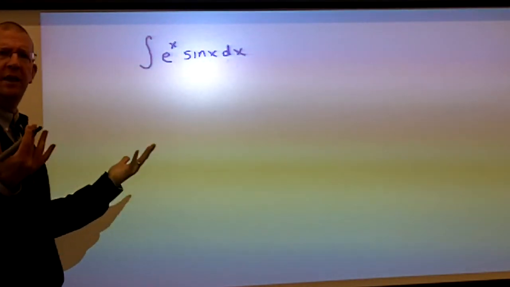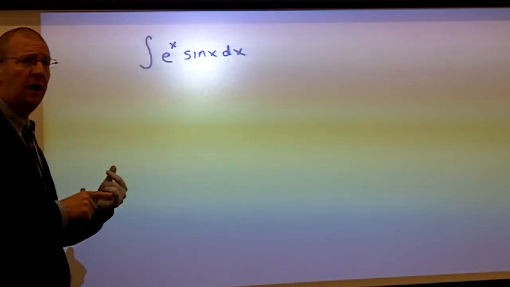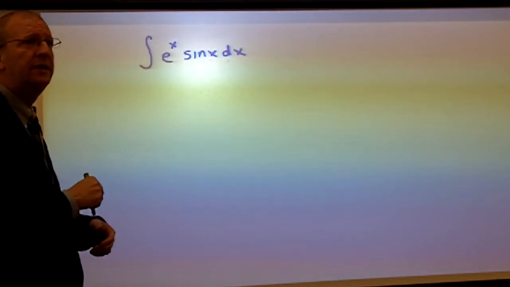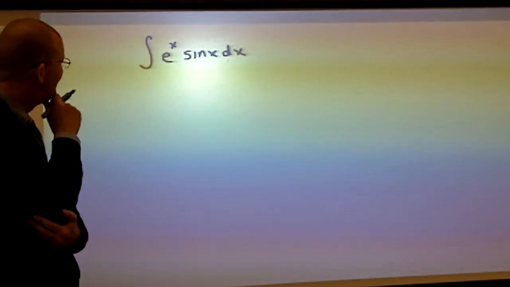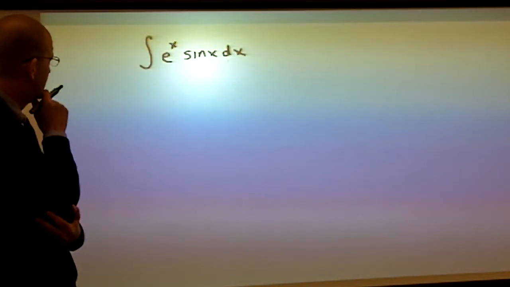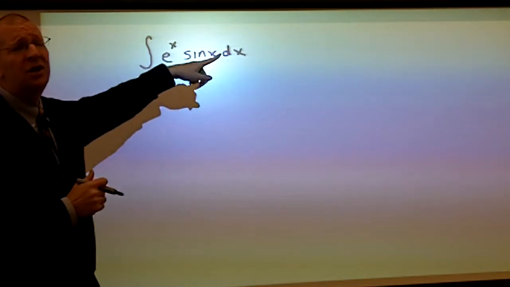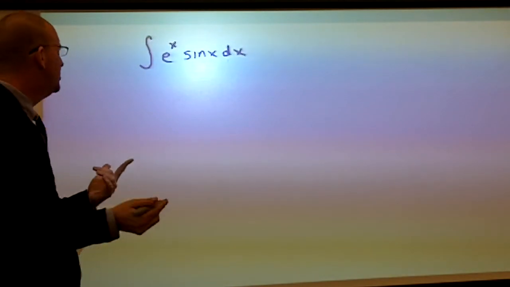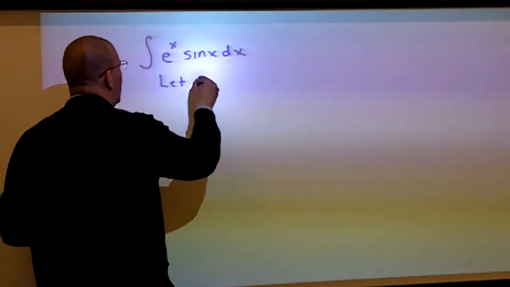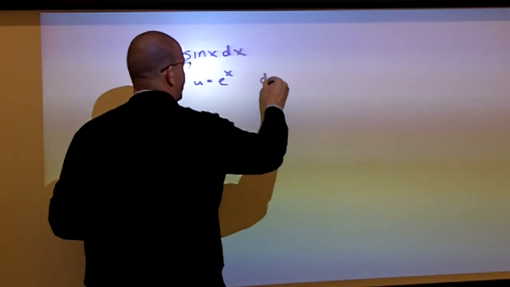How do I know what to let u equal? LIPET. Do we see a logarithm up there? No. Is there an inverse trig? No. How about a polynomial function? No. Exponential? Yes. And then trig would be the last choice. So in general, when we do a u-substitution, we don't want to let u be a trig function.